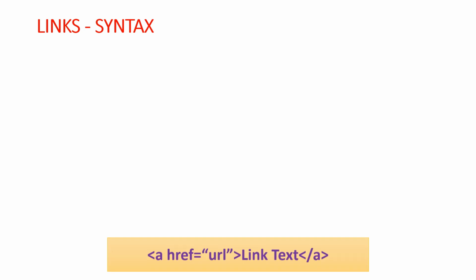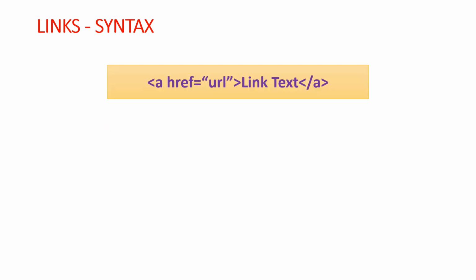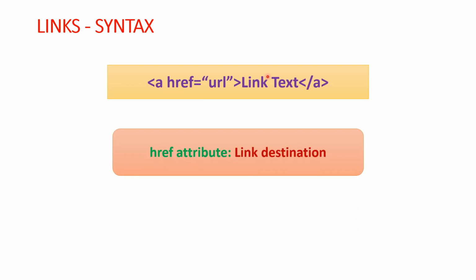Let's see the syntax of HTML links. To create HTML links, we are using a tag, which is called the anchor tag. In between the opening and closing tags, we have to give the link text, which is the text for the link. And to define the target link, we are using the href attribute. The href attribute is used to define the link destination.